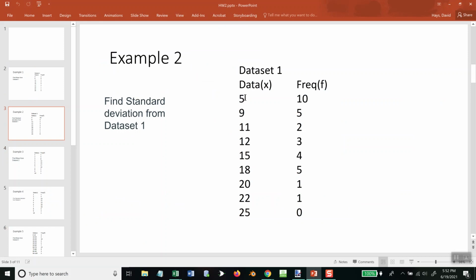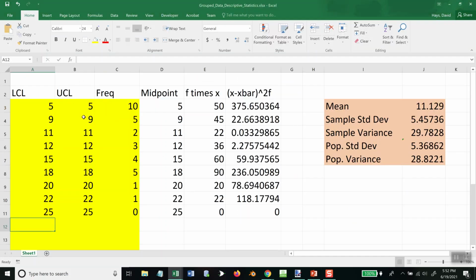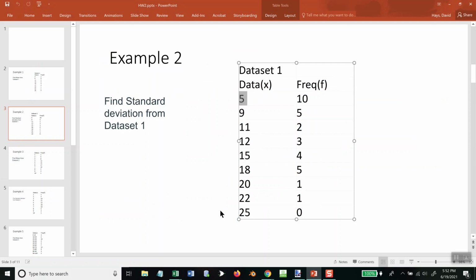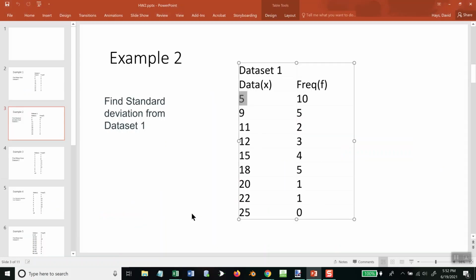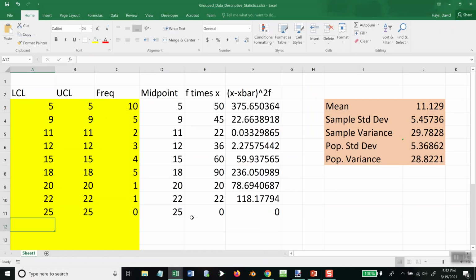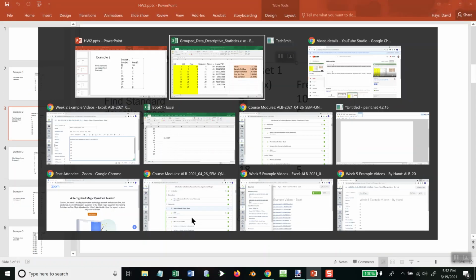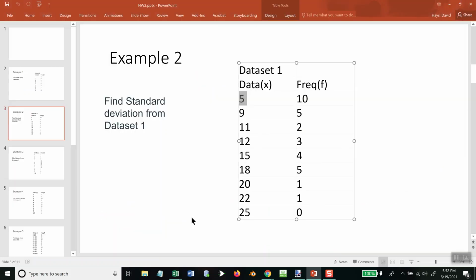Okay, since we only have one number here, then that's not only our beginning but our ending. So lower class and upper class. Then you put frequencies in. Let me double check this. 10, 5, 2, 3, 4, 5, 1, and 5, 9, 11, 12, 15, 18, 20, okay, so that looks good.